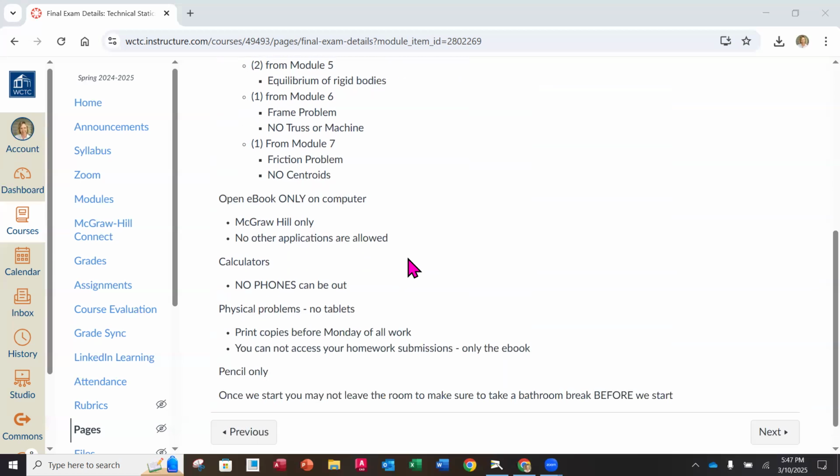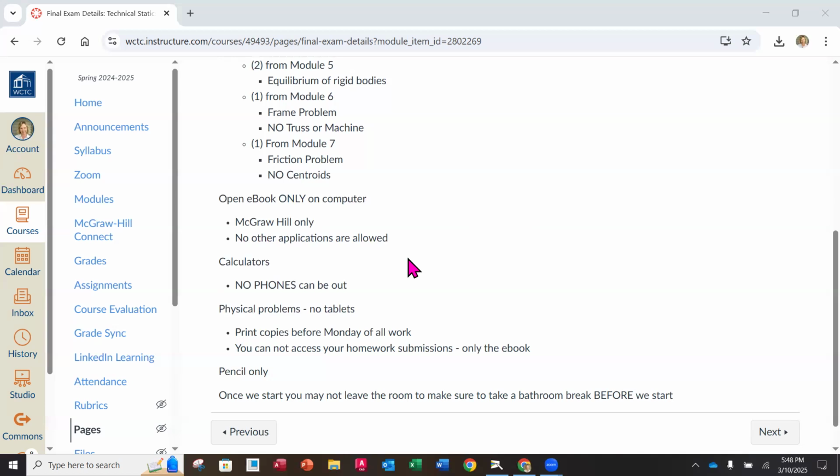You can only have your ebook up. Okay, so that means it's open book, open notes, so open ebook can only be up on the computer here. You can't have multiple screens. If you want to use your laptop, you may, but the only thing that you can have up on the screen is going to be the ebook, through our Canvas shell. You can't flip through and look at other things. That's it. Just like last time. You have to have a regular calculator. No phones can be out at all. Not at all.